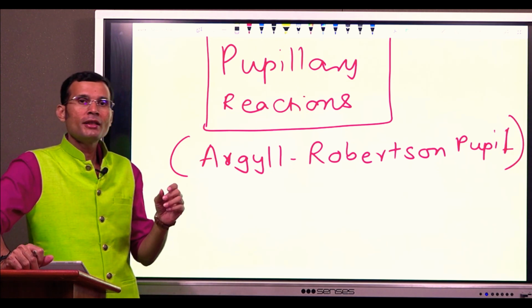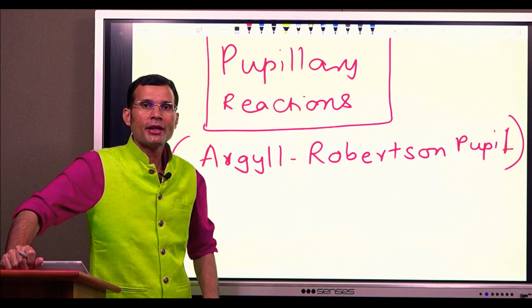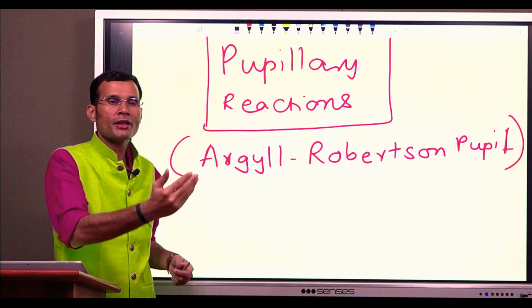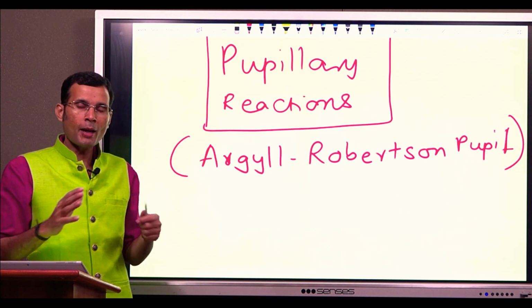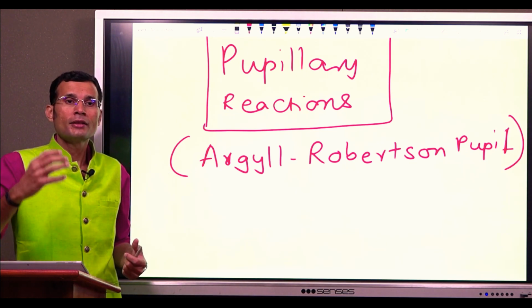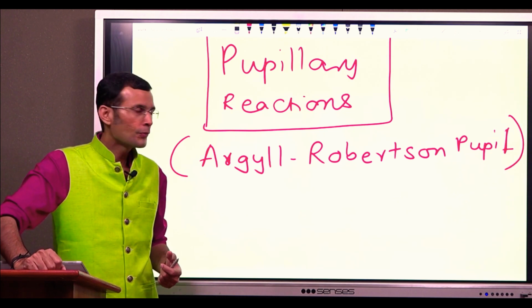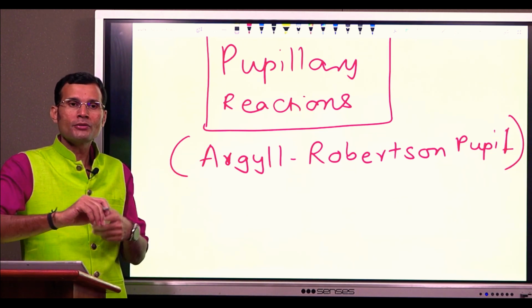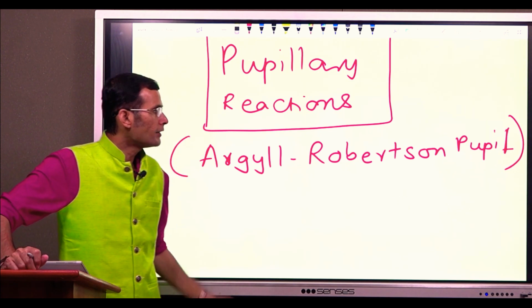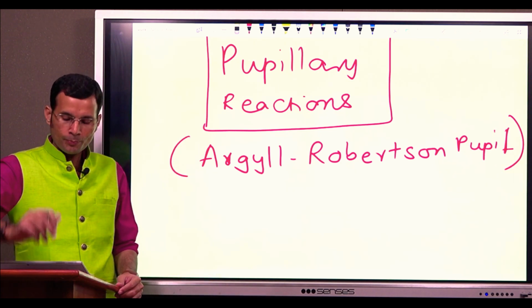And then we will also see the accommodation reaction. When we want to read something or we want to see an object nearby, the changes that happen in the eye are collectively called the accommodation reaction. So what changes happen in the pupil during the accommodation reaction? And then the Argyll Robertson pupil.